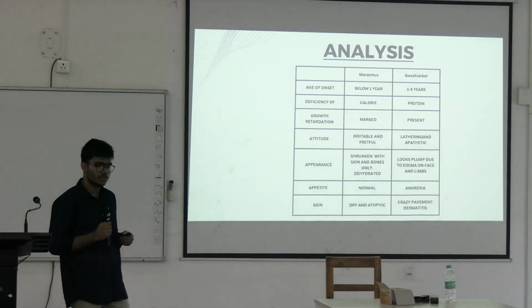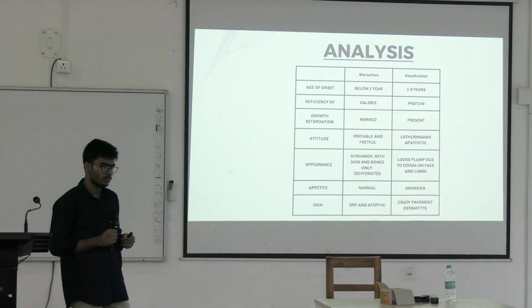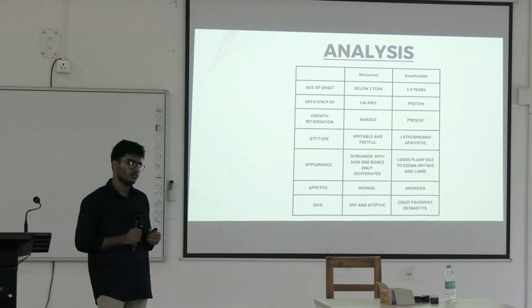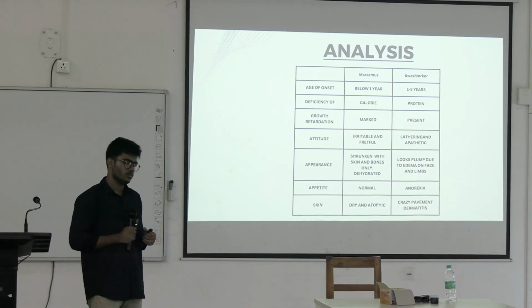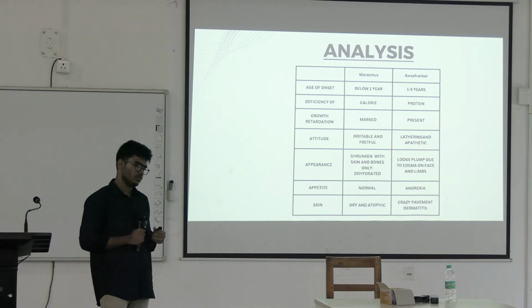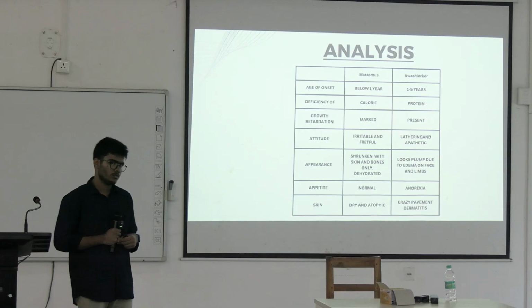Skin will have some areas pigmented and some areas non-pigmented, looking like a mosaic appearance. So there is flaky paint dermatitis with alternating pigmented and non-pigmented areas. That is very common in kwashiorkor, not in marasmus.